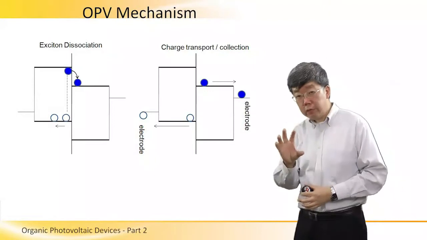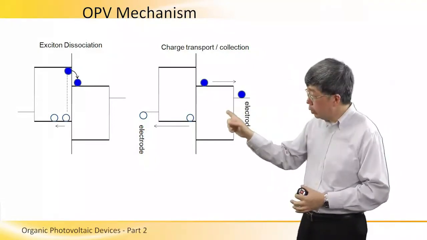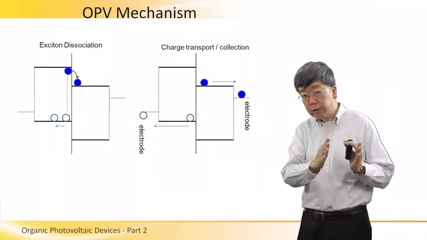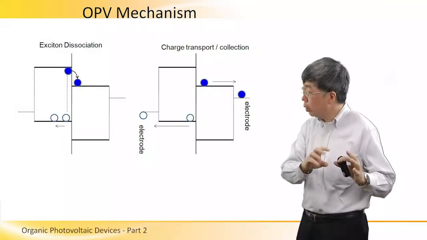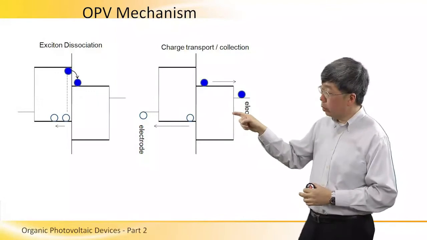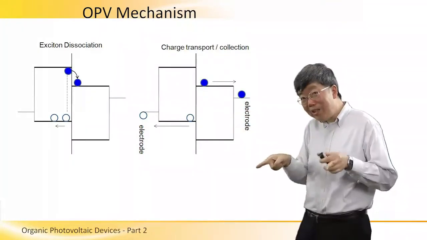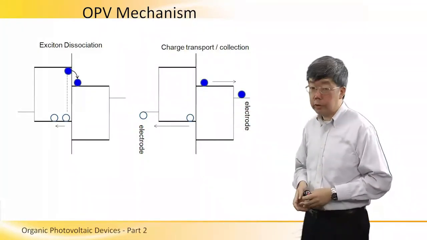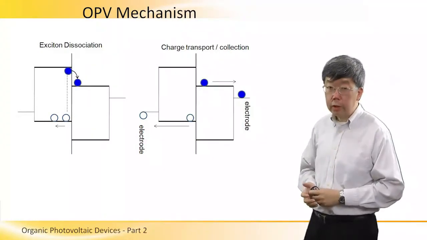So starting from the first step to this last step, we can see how a photon of light becomes converted into an electron and a hole at the external terminals of the OPV device.